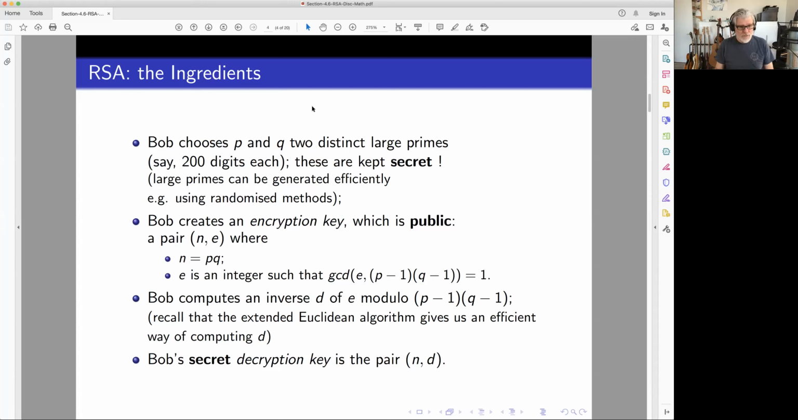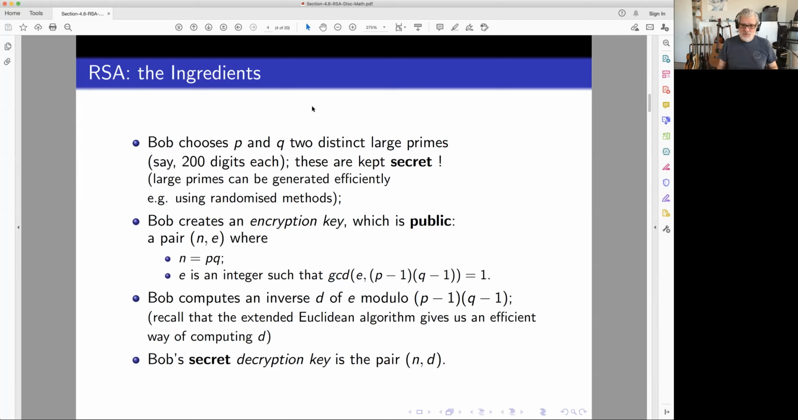So n is the product of p and q, and e is an integer that Bob has computed in advance with the property that it is relatively prime to (p minus 1) times (q minus 1). That might look weird right now, but you will see very soon that it'll make perfect sense why we want this. So n and e are public. Everybody can see n and e.